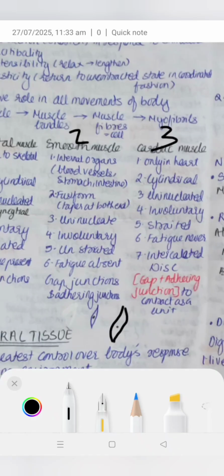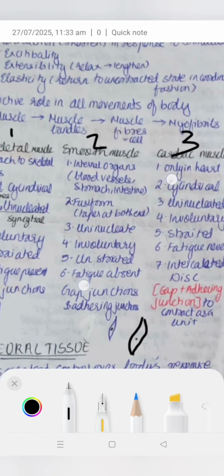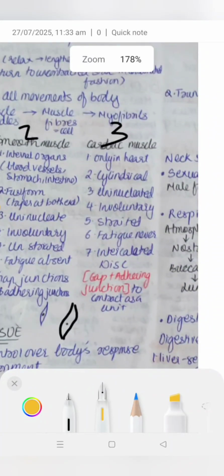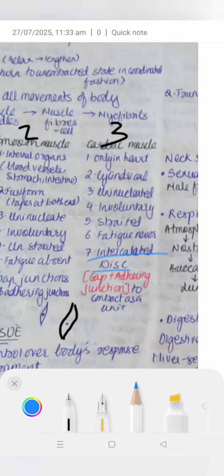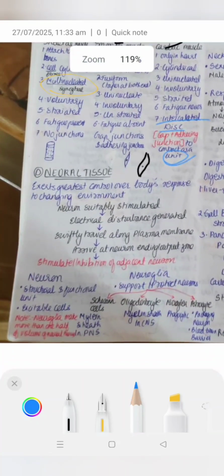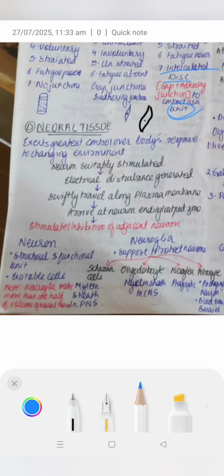Now cardiac muscles are present in the heart, cylindrical. Multinucleated is only one, which is skeletal muscles. Cardiac muscles are uninucleated, involuntary, striated, fatigue never, with intercalated discs. Intercalated discs are gap junction plus adhering junction, so cardiac muscle contracts together as a unit. Gap junctions and adhering junctions are present in smooth muscles too, but they are not contracting together as a unit.